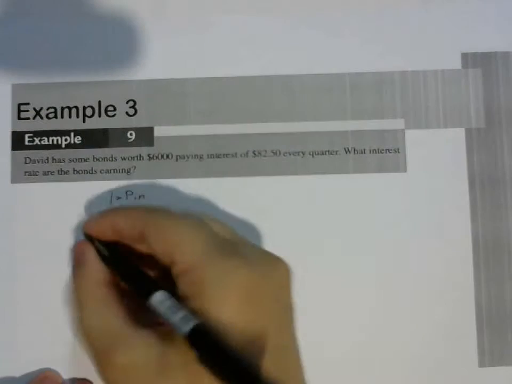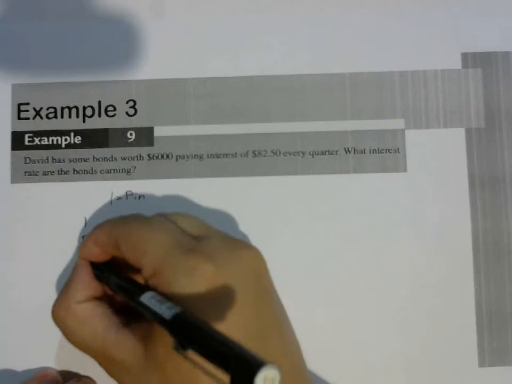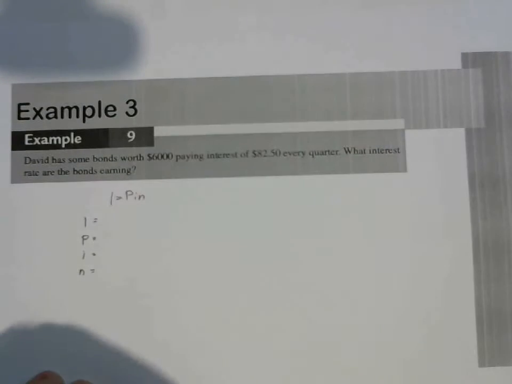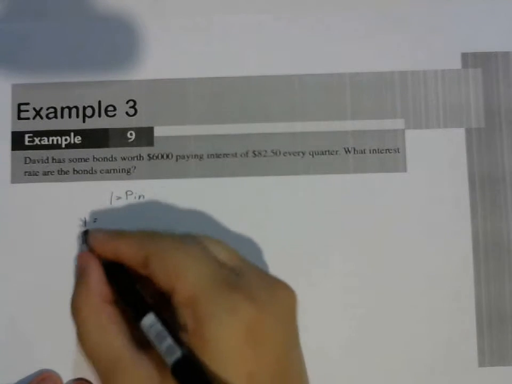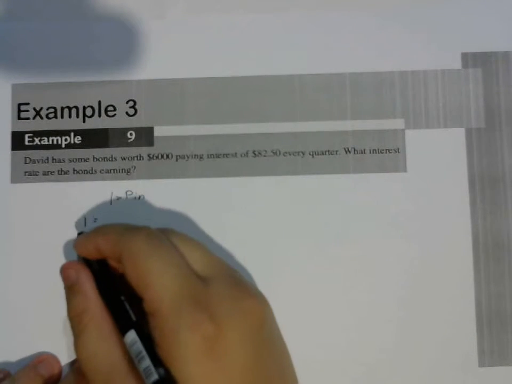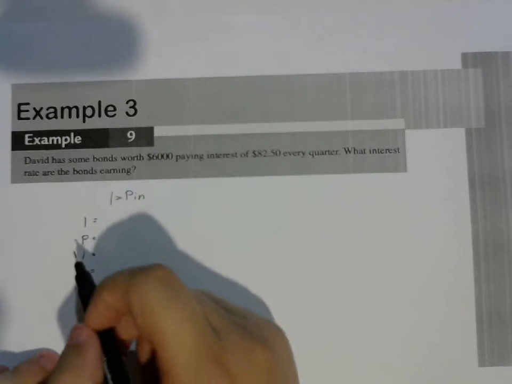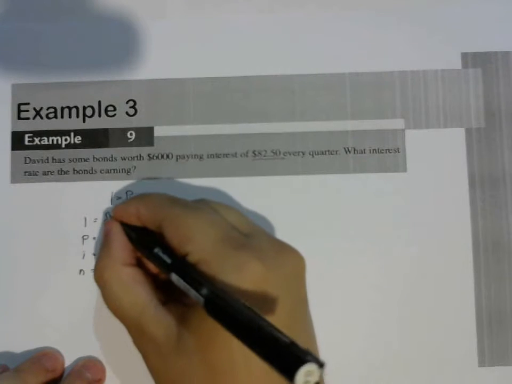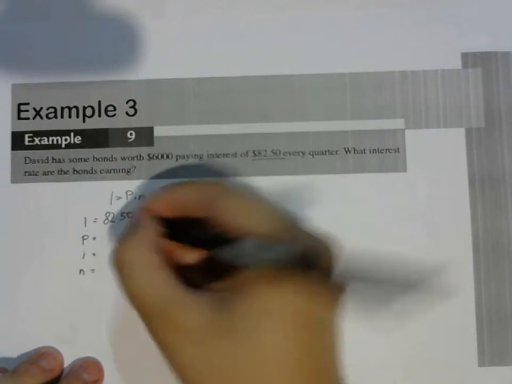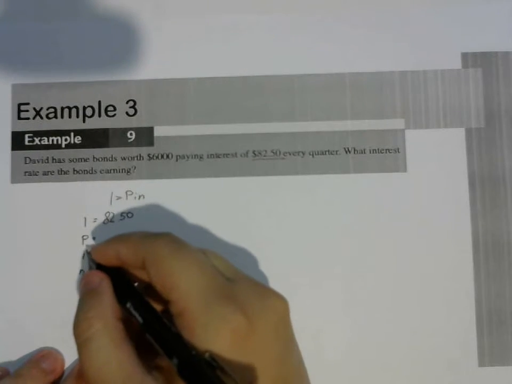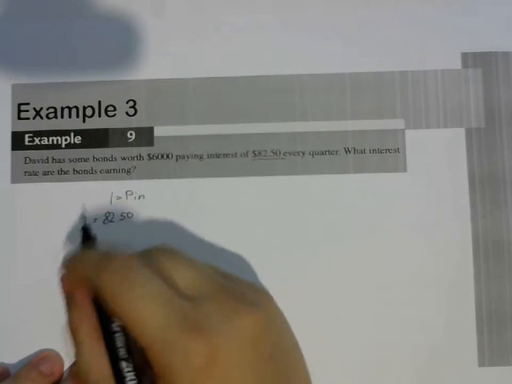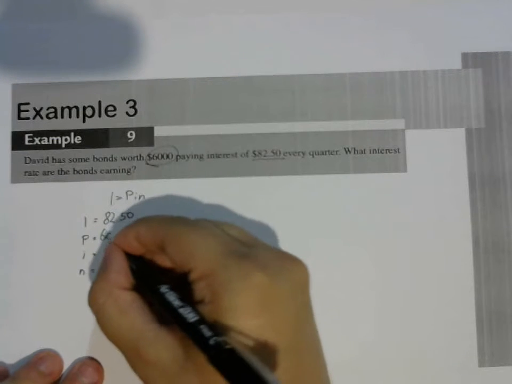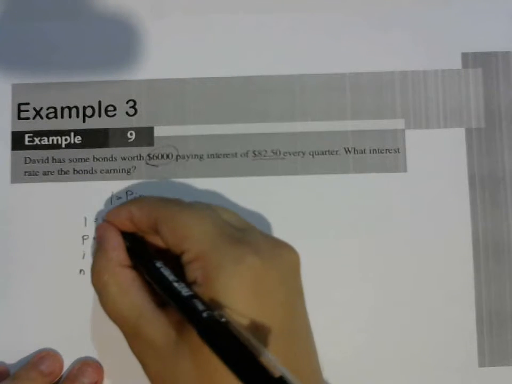Now this time I'm going to list off all of the variables that I need in my problem. So I, P, R, N. Capital I is the interest earned, and in this example, the interest paid is $82.50. P is the principal, the amount borrowed or invested, and David has some bonds as an investment worth $6,000. $6,000 is the principal.